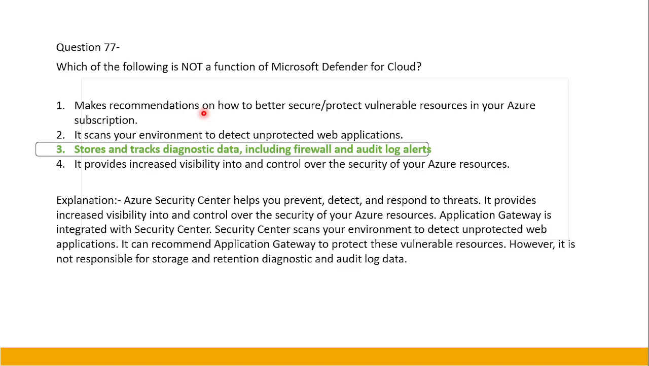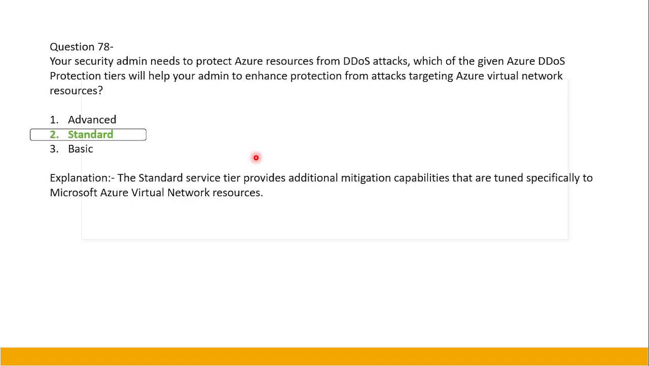Question number 77. Which of the following is not a function of Microsoft Defender for Cloud? The correct option here is stores and tracks the diagnostic data, including firewall and audit log alerts. Question 78. Your security admin needs to protect Azure resources from DDoS attacks. Which of the given Azure DDoS protection tiers will help your admin to enhance protection from the attacks targeting the Azure virtual network resources? The correct option is option 2, Standard.